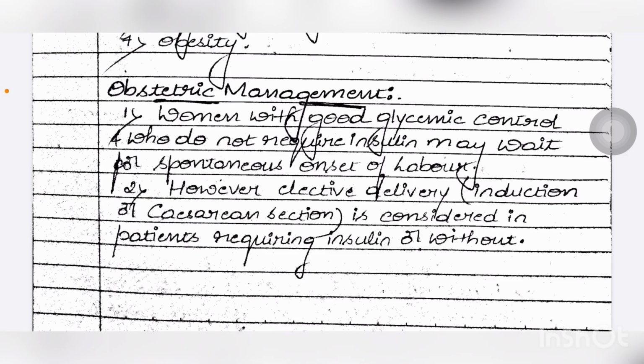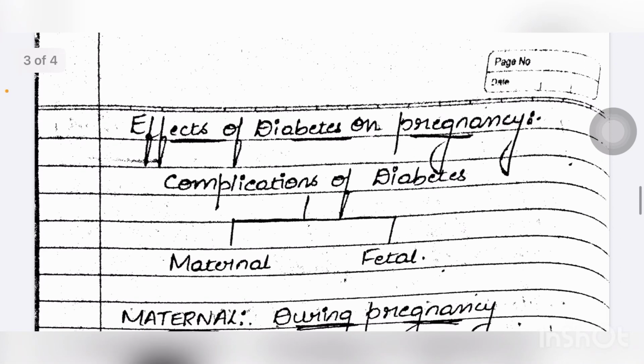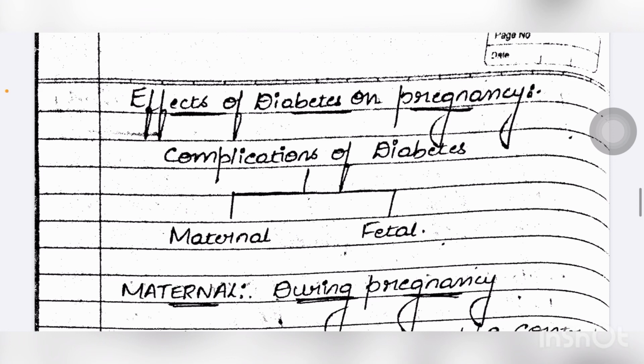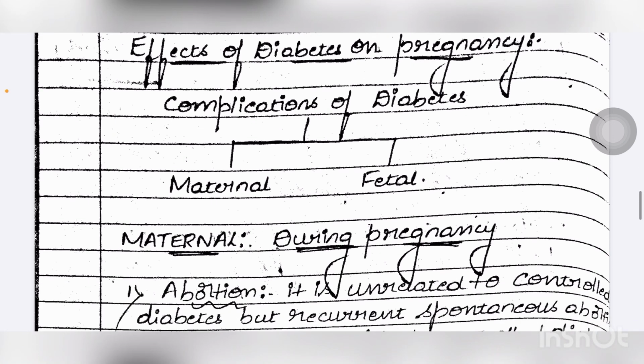Management: women with good glycemic control and who do not require insulin may wait for spontaneous onset of labor. However, elective delivery, induction, or cesarean section is considered in patients requiring insulin or without. What are the effects of diabetes on pregnancy? Complications of diabetes are divided into maternal complications and fetal complications.